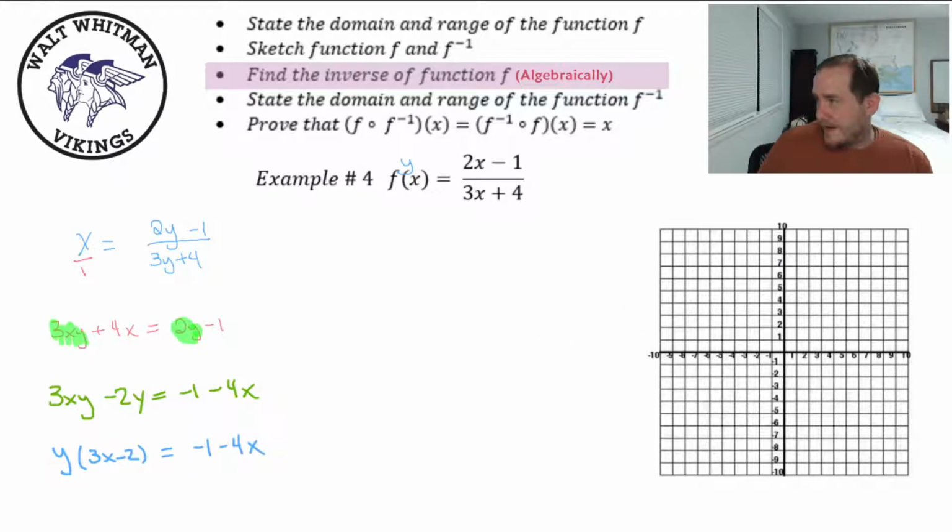And then, finally, we can just divide by 3x minus 2. So we get y equals the inverse function, which is going to be -1 minus 4x all over 3x minus 2.